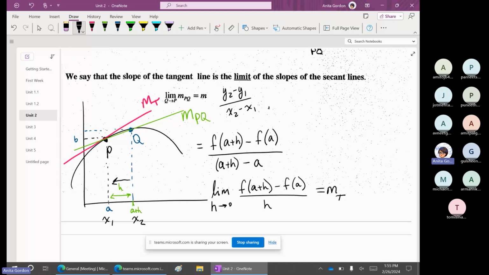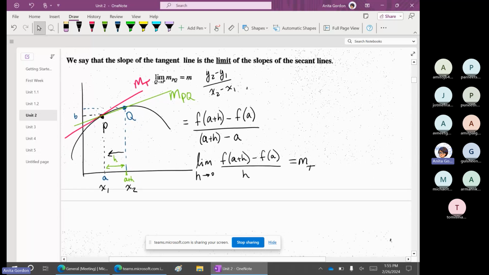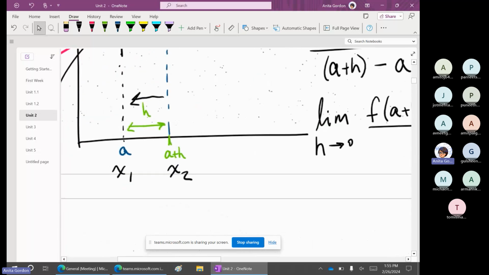Okay, there's another way I could write this. Instead of saying a plus h, I could just give them 2 different names. I could say, for example, let's call this my original point A, and I'm going to call this new point X.